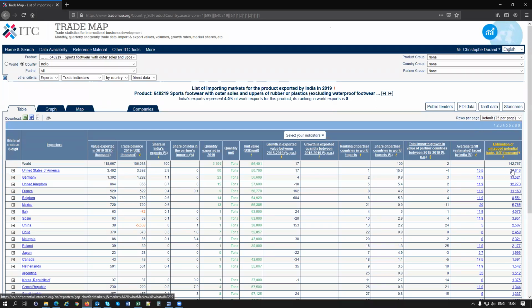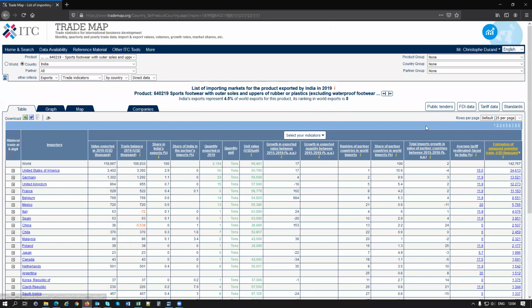If you want to know the detail behind that, you can click on this link, and that would lead you to Export Potential Map, which is the tool to identify the export potentials and to quantify it.